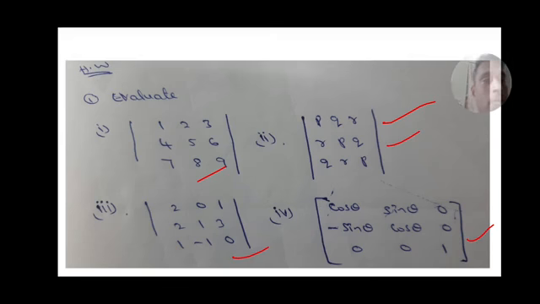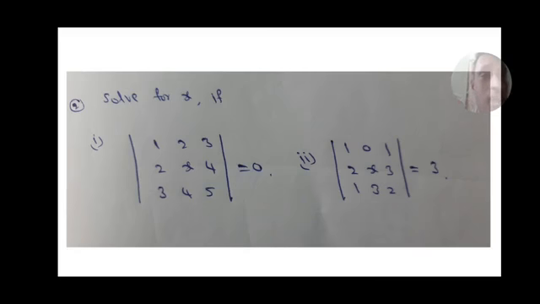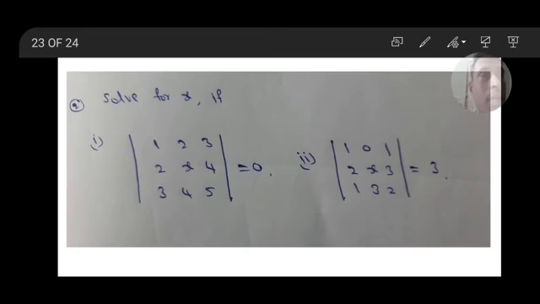Okay, four problems on determinants. Next, solve for x if determinant of 1 2 3, 2 x 4, 3 4 5 equal to 0. Next, second one, 1 0 1, 2 x 3, 1 3 2 equal to 3. Determinant value is given, find the x value.